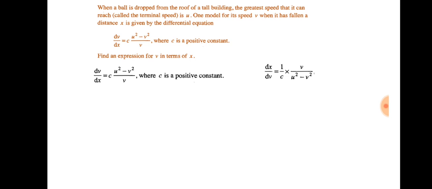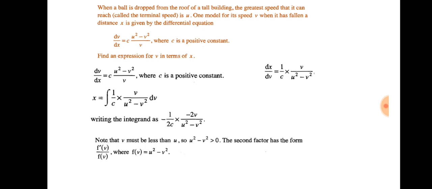dx over dv is equal to 1 over c times v over (u^2 minus v^2). x equals the integral of 1 over c times v over (u^2 minus v^2) dv. Writing the integrand as minus 1 over 2c times minus 2v over (u^2 minus v^2). Note that v must be less than u, so that u^2 minus v^2 should be greater than 0. The second factor has the form f dash of v over f of v, where f of v equals u^2 minus v^2. Therefore, x equals minus 1 over 2c log of (u^2 minus v^2) plus k.